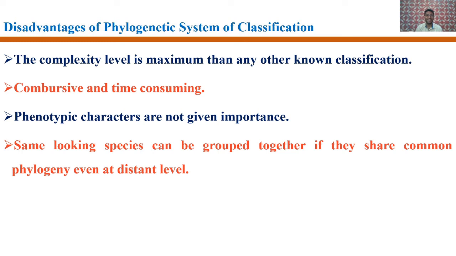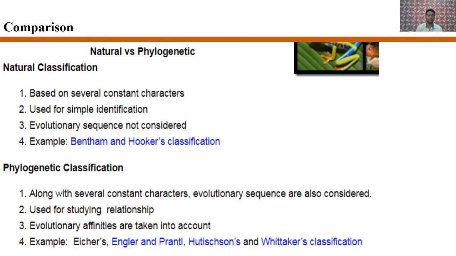However, this system of classification has also some disadvantages. Number one is that it is much more complex in nature than any other classification. It's cumbersome and time consuming. The phenotypic characters are not given importance in this system of classification. And lastly, the same looking species can be grouped together even if they share common phylogeny at a distinct level.